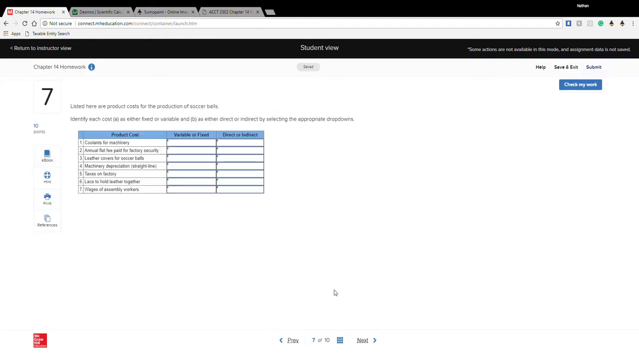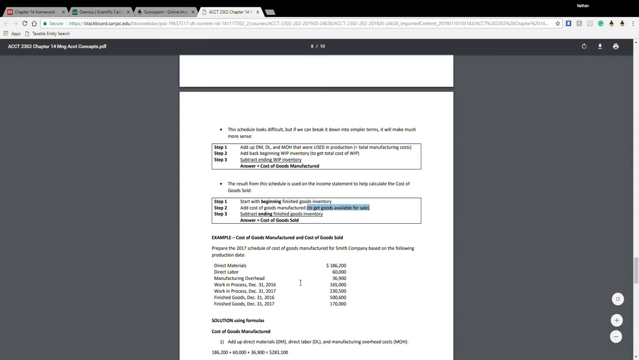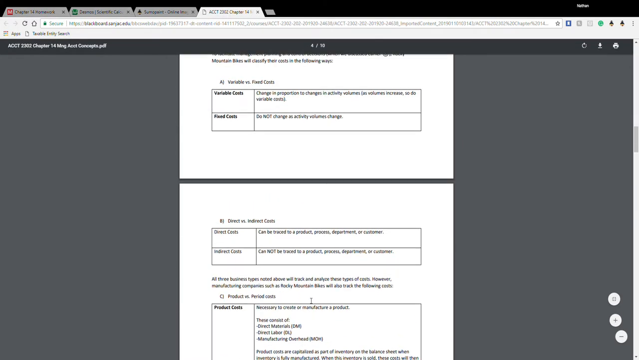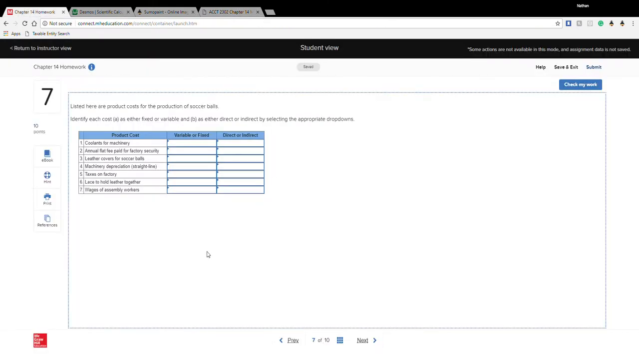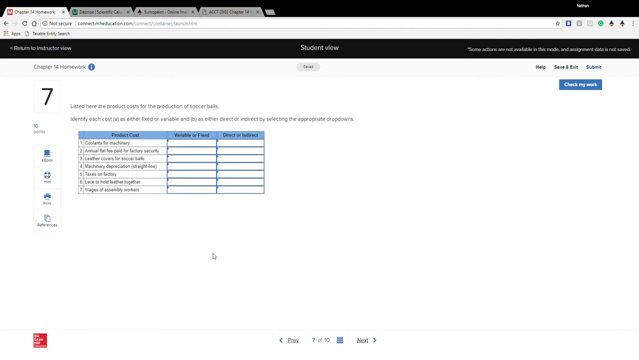Let's move to question 7. Oh, question 7 adds a couple of columns here. So again, if I forget what variable and fixed is, I can run all the way up here, find our definitions. Again, variable cost changes in proportion according to the volumes. Fixed cost does not change. Direct cost can be traced. Indirect cannot. So what are we looking at? We're listing product cost and production of soccer balls.